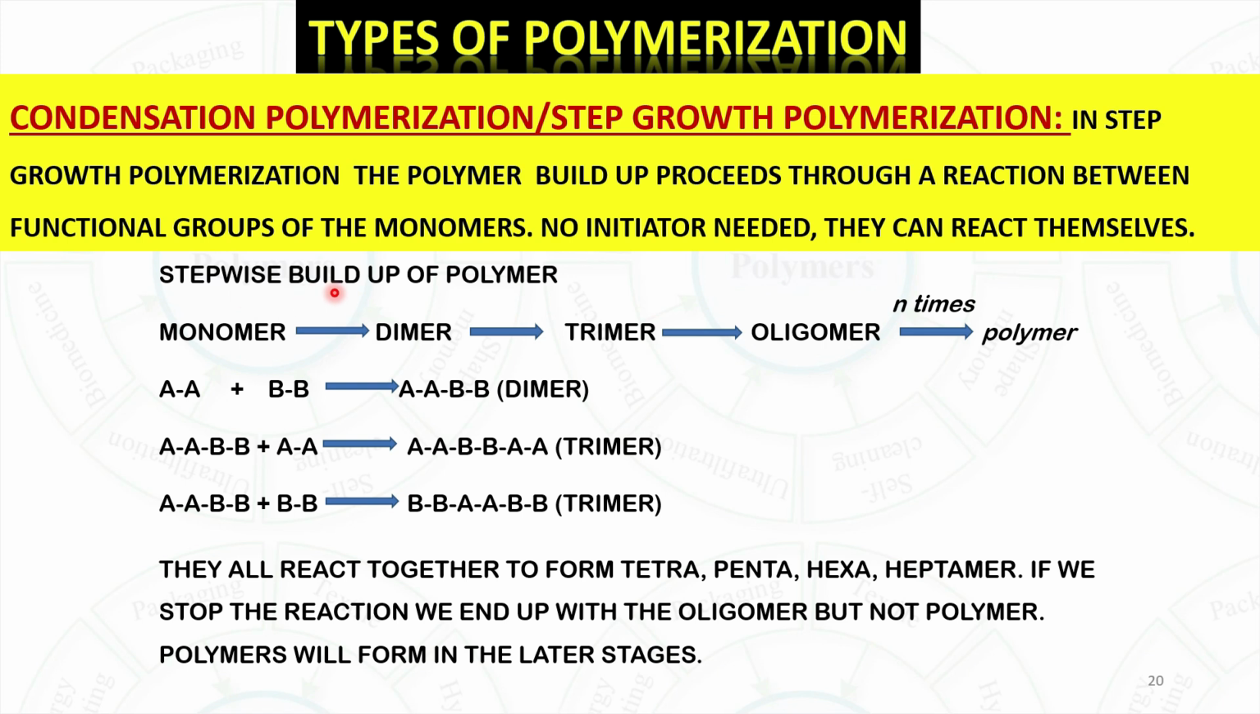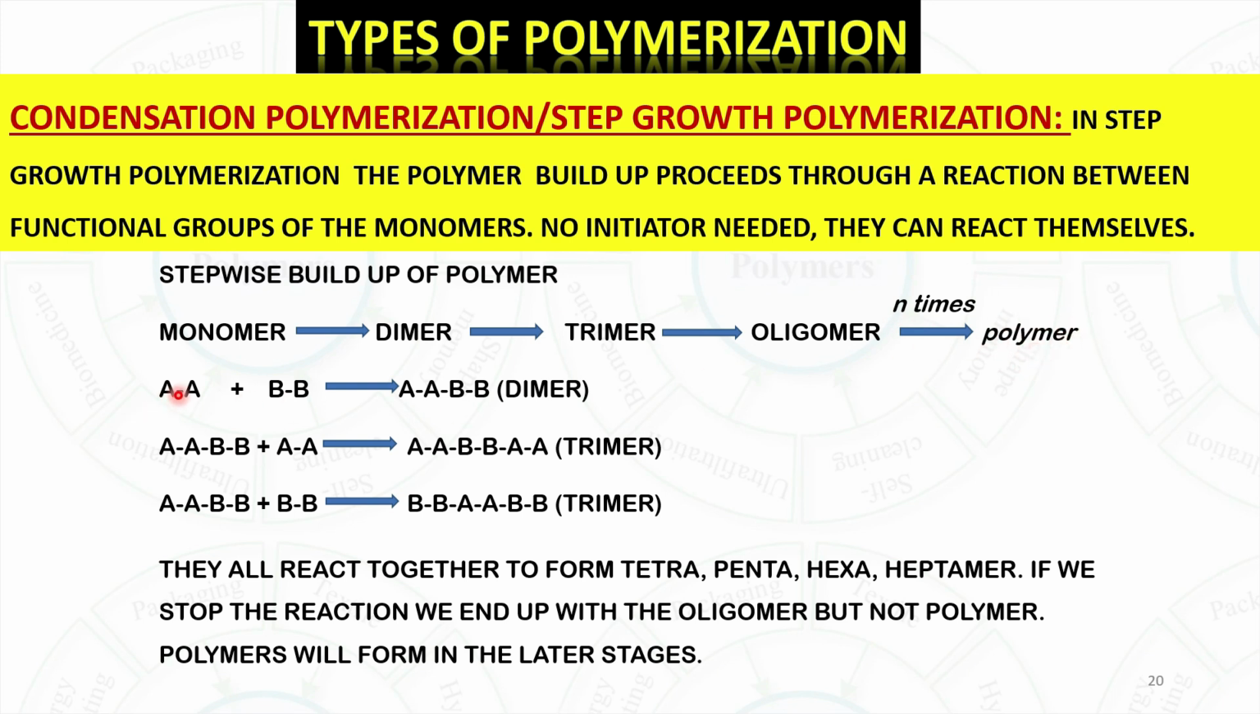Okay, so these functional groups can react together to form the polymers. So this is stepwise buildup of the polymer. What is the meaning of stepwise buildup of the polymer? First of all, you will take the monomers, and your monomers will combine to give you the dimer, and then the dimer will give you the trimer, and then the process goes on, and you will get the oligomer. And when this process repeats n times, right, then you will get the polymer.